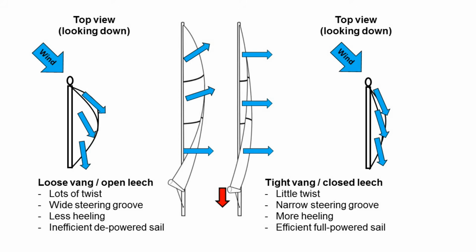You have a narrow steering groove because if you turn the boat either toward the wind or away from the wind, then the sail isn't going to be set right anymore. And so very quickly you'll lose power if you either turn upwind or bear away. So a narrow steering groove, more heeling forces, and then this is an efficient full powered sail because the entire vertical plane of the sail from bottom to top is producing lift.